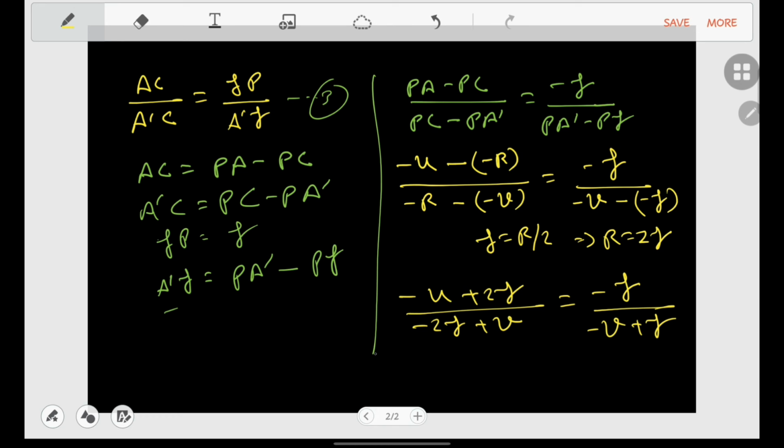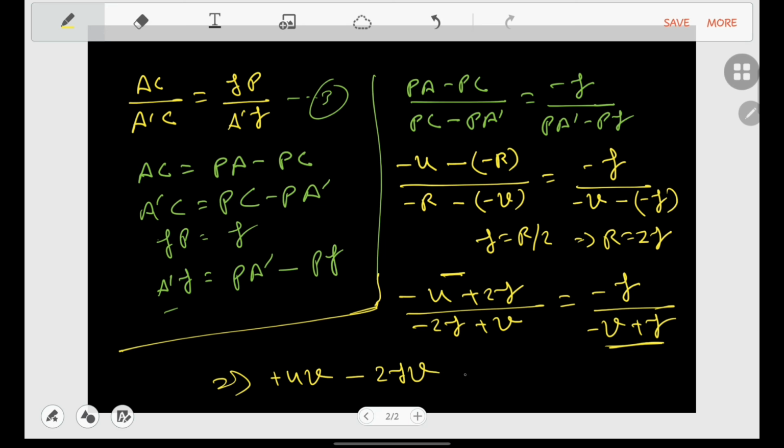After the cross multiplication, we get a value like this. I'm writing here, we can make a boundary like that so that we can separate. First we will multiply this one with this one. This will be minus V into minus U, which is plus UV. Then minus V into 2F, minus 2FV. Then we multiply by the plus F also, this will be minus FU, and plus 2F square.